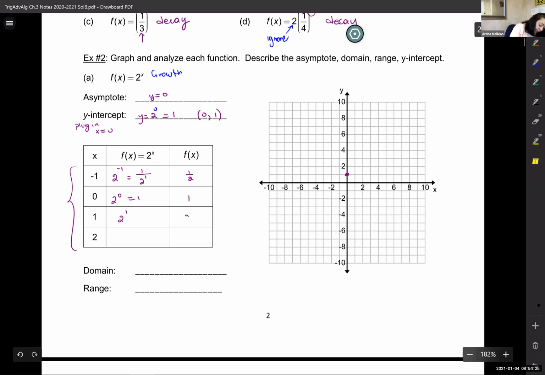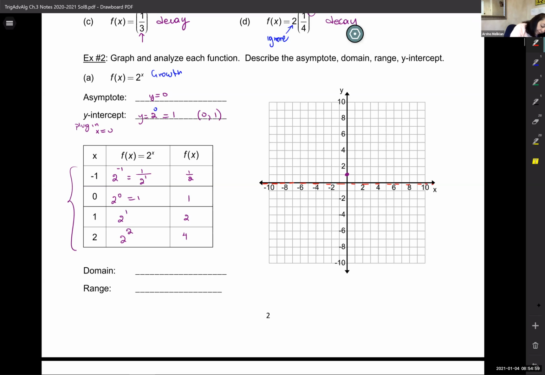2 to the 1 is 2. 2 to the 2 is 4. Right. So I'm ready to graph. First thing is the asymptote. Remember how you could not draw a tangent graph without an asymptote? You cannot draw an exponential function without an asymptote. That is the characteristic function of an exponential function, right? Okay, after that, plug in your points.